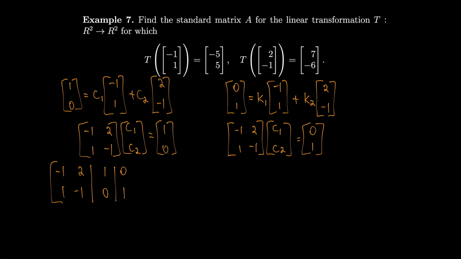Oh, I made a little mistake over here. I wrote c1 and c2, but I'm already using those on the other side. It should be k1, k2. Okay, so let's solve this, and we can solve for both sets of constants at the same time. We'll solve for c1, c2 and k1, k2. If I multiply the top row by minus 1 to get a leading 1 over there, I get 1, minus 2, and minus 1, 0. And I'll leave the bottom row the same.